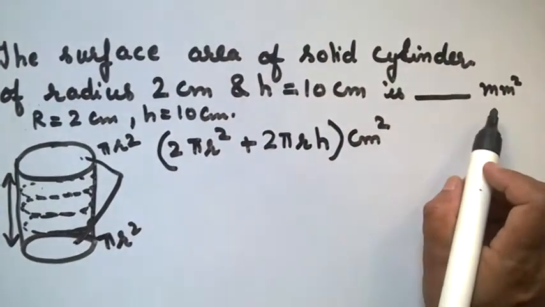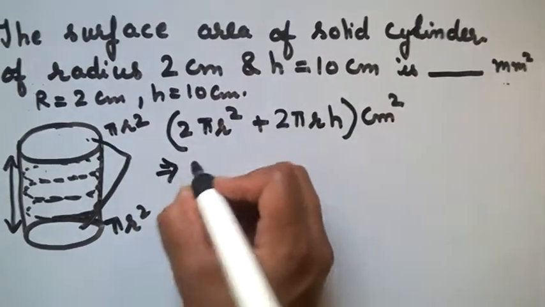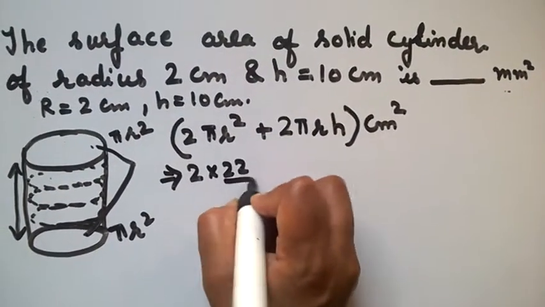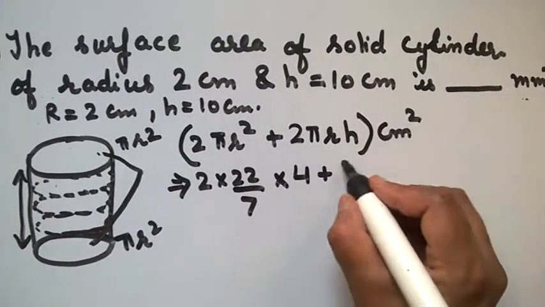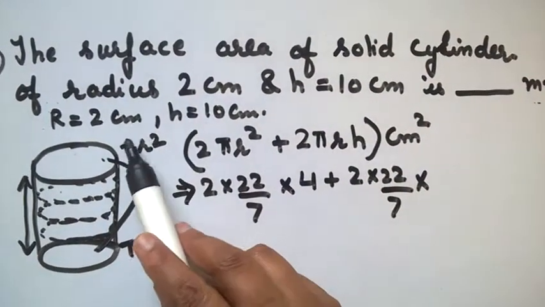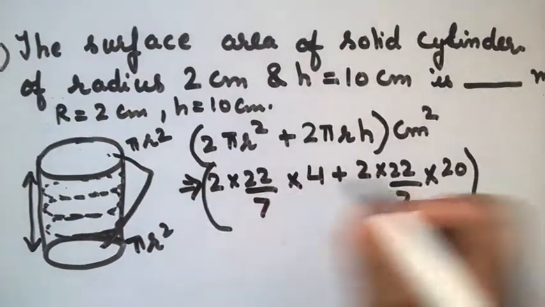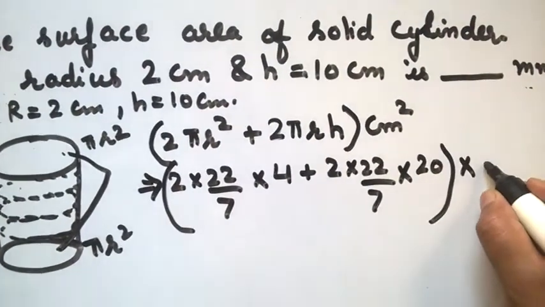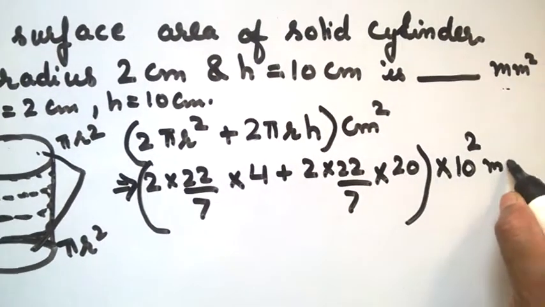Now we have to find the surface area in millimeter square. Put the value here, 2 into 22 by 7 into 4 plus 2 into 22 by 7 into 2 into 10, that is 20, into 1 centimeter is equals to 10 millimeter. So here centimeter square, that is 10 raised to the power 2 millimeter square.